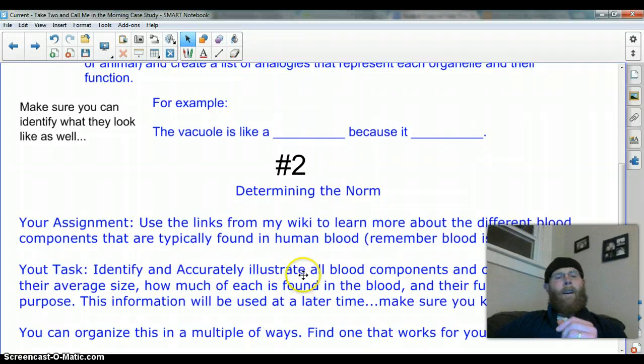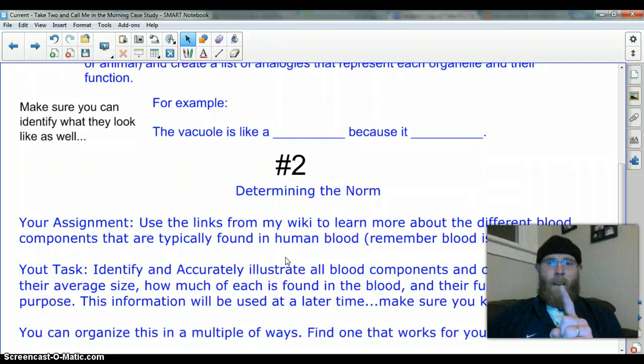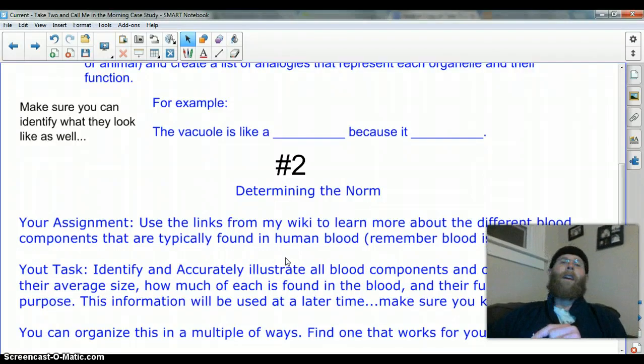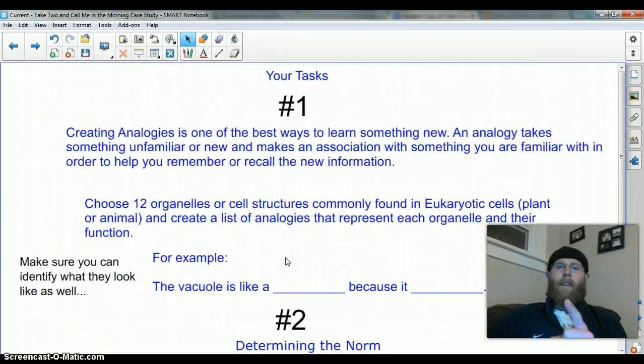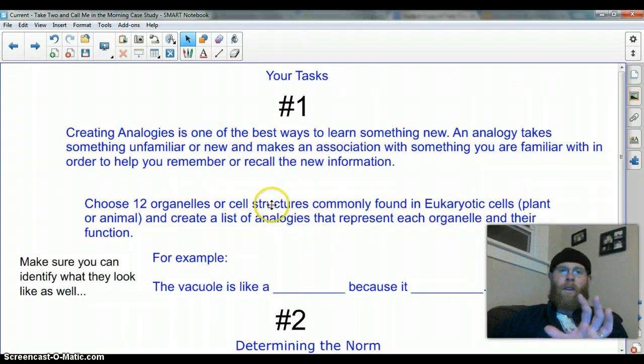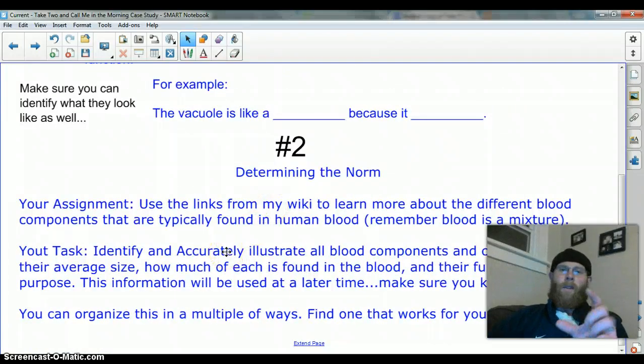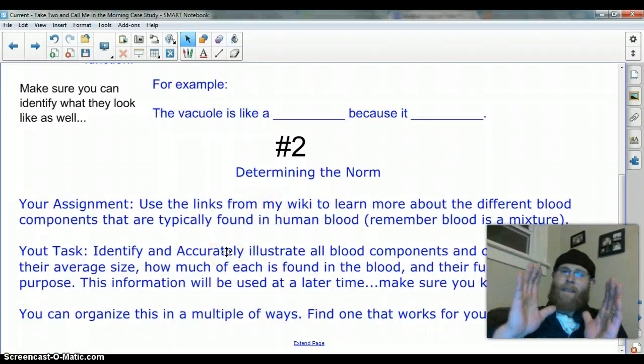So again, two assignments, both due on Tuesday. They're due Tuesday, the next class period. All right. Number 1, create a list of analogies using 12 organelles, 12 cell parts or structures, and then number 2, create a chart where you can organize it however you like, but it's got to make sense. It's got to be logical.